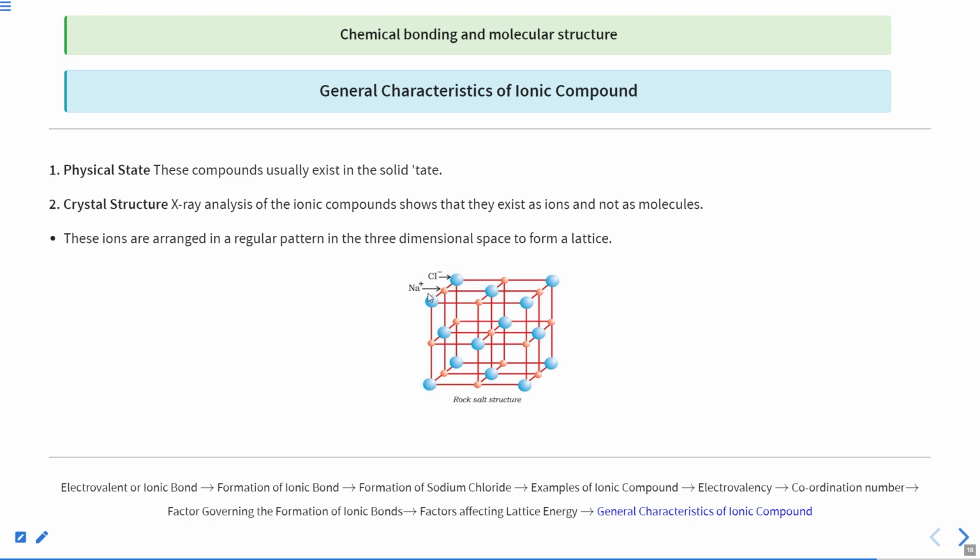Now you will say, what about this one that is present at the terminal end? This is not the end. There will be many more cubic structures like this, and that will result in the coordination number of 6. This is the structure we got after the X-ray analysis of the ionic compound, and these ions are arranged in a certain three-dimensional pattern to form a lattice. This is called a lattice.